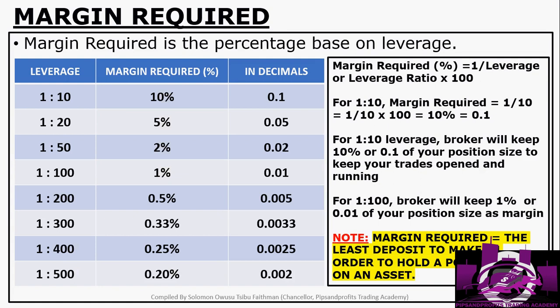Okay, so what does it mean? It means that for 1:10 leverage, your broker will keep 10% or 0.1 of your position size. Listen, not your account, not your balance, okay, not your equity, but rather a percentage of your position size. So for 1:10 leverage, your broker is going to keep 10% or 0.1 of your position size as your margin to keep your trades open and then your trades running. So for 1:100, your broker is going to keep 1% or 0.01 of your position size as margin.